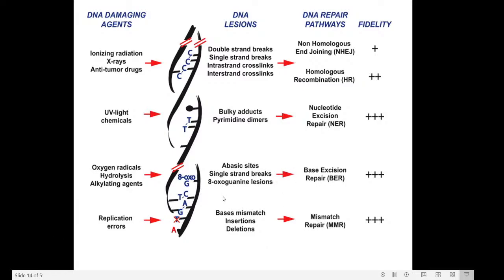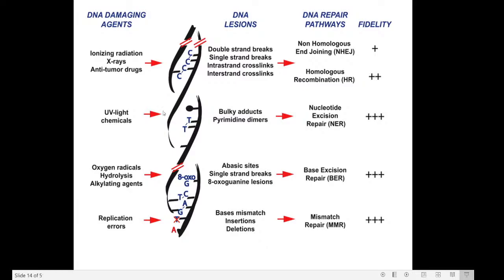Then replication error, which is a natural one, is a mismatch pair. That mismatch pair is repaired in an automatic manner. These are all the causes. What happened? It may be a single strand break, or a double strand break, or a DNA adduct. All are important.